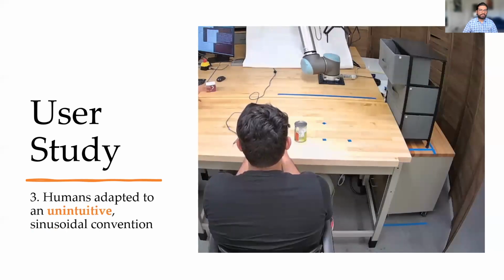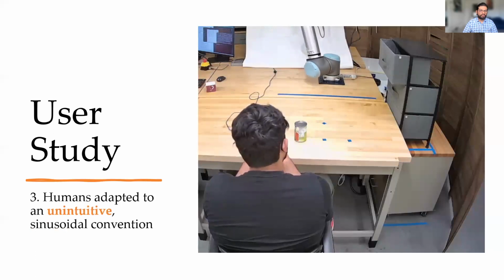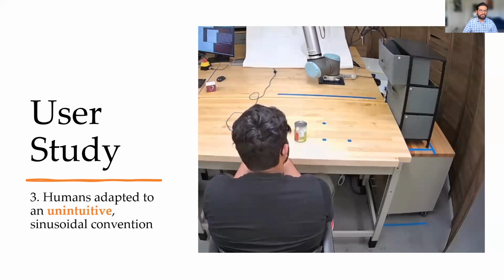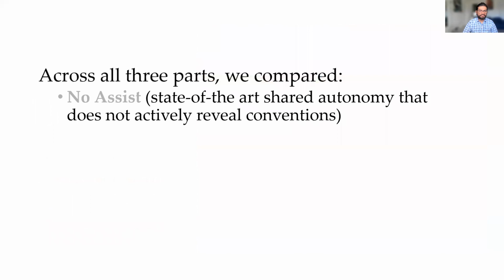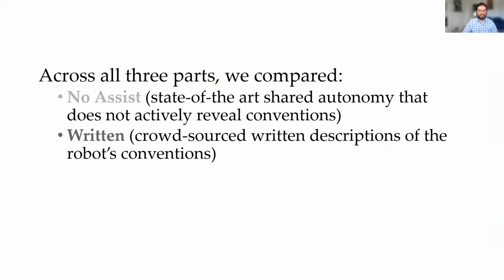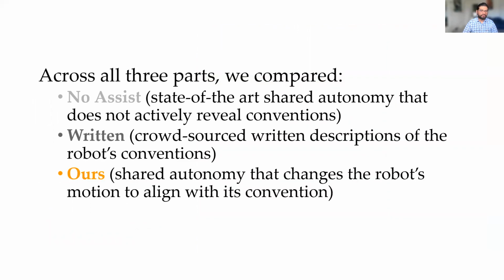So we gave the robot an unintuitive convention, and we wanted to see if the robot can successfully communicate this unusual convention. Across all of these tasks, we compared what happens if the robot did nothing to reveal its conventions, if the participants were given the conventions in writing, and in our method where the convention was shown through actions.